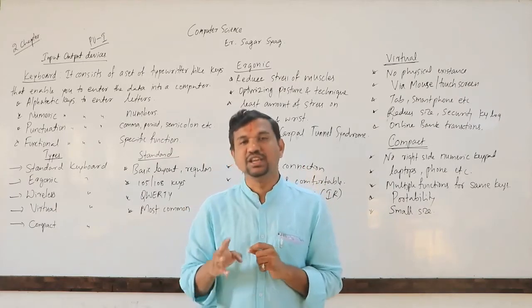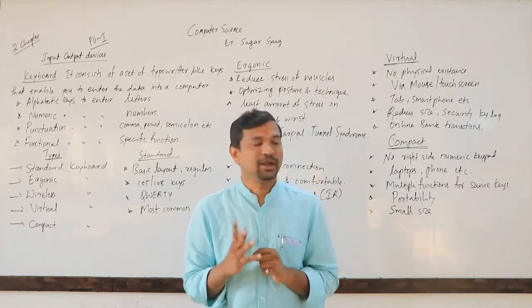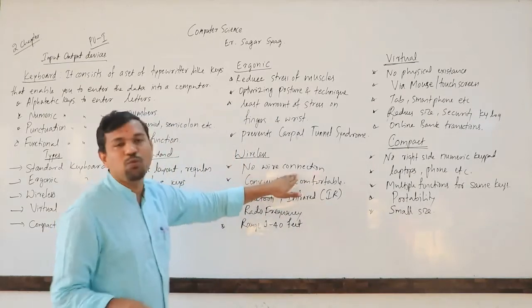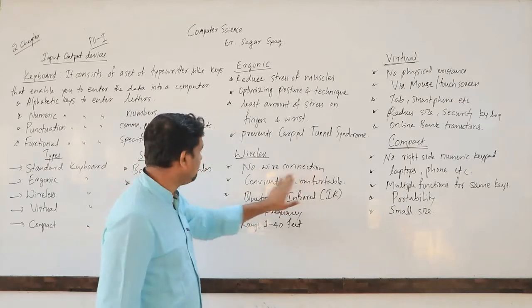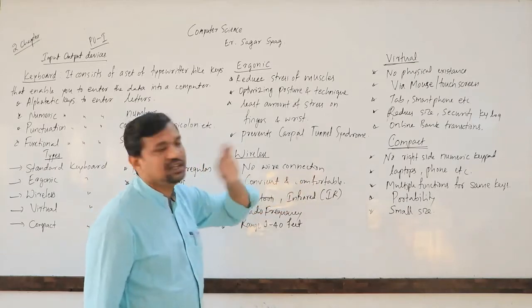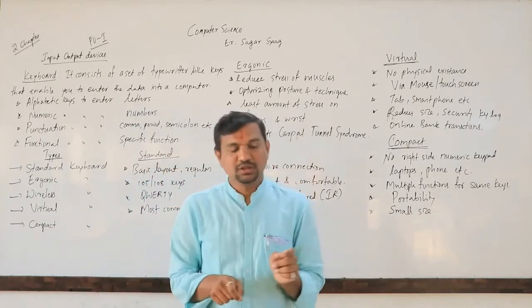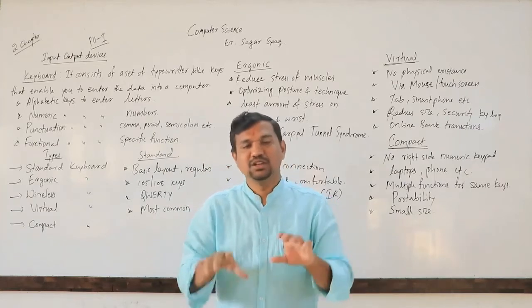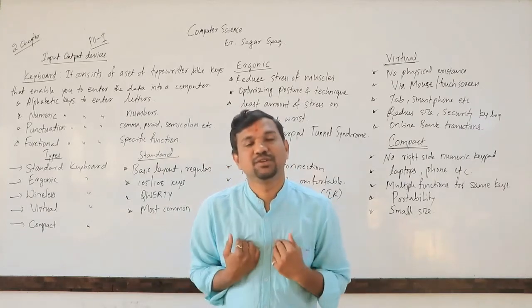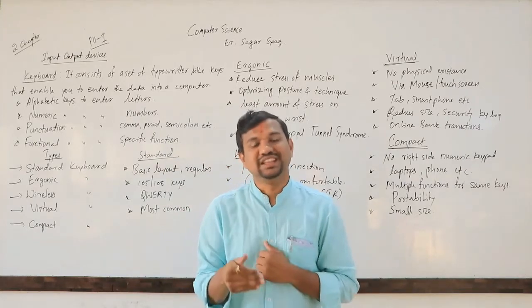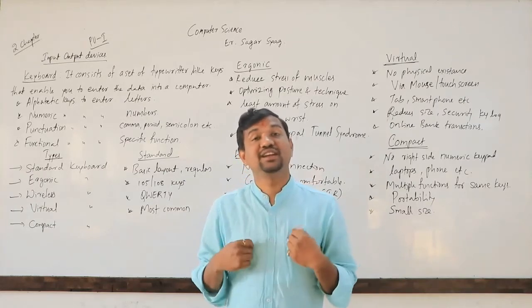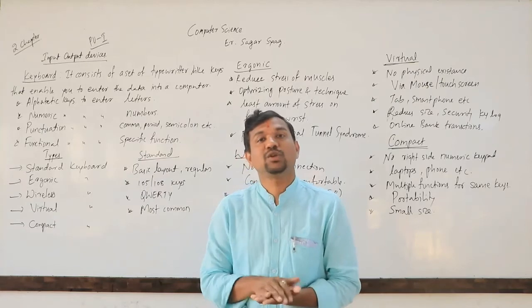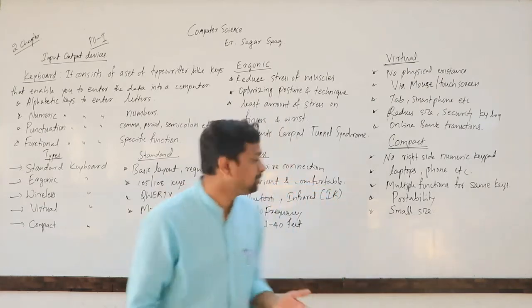So wireless keyboard, wireless mouse. Okay, there is no wire connection between the keyboard and the computer. So it is convenient and comfortable, because if a wire exists, we need to adjust according to that situation. If there is no wire, we can sit comfortably, work conveniently, and the work will be more productive.